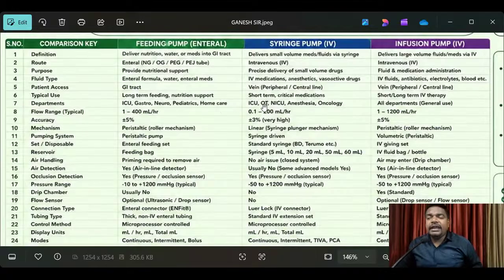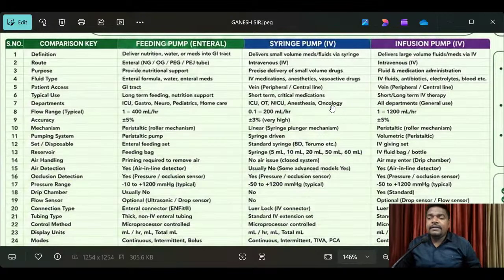And for the syringe pump departments: ICU, intensive care unit; OT, operation theater; NICU, neonatal ICU; neurosurgery ICU; anesthesia; oncology. Syringe pumps are also available in the operation theater, depending on the cases required, mostly liver cases like liver transplant. At that time syringe pumps are required, and we have to keep the triggering. That is why we are using them.